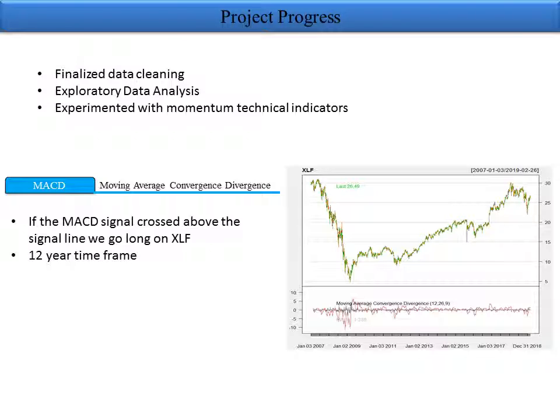So last week we finalized data cleaning, meaning that all our data is now ready for initial exploratory analysis. We used a simple for loop that estimated missing values in the datasets using interpolation. We performed some initial exploratory data analysis to get some insights into the data, and lastly we also started experimenting with some of the technical indicators. I will talk about some temporary results we obtained for MACD, and Picasso will talk about RSI and ADX.